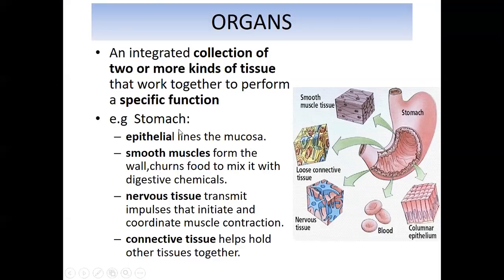This is the stomach, and we have different tissues here. We have the epithelial tissue that lines the mucosa. We have the smooth muscle that forms the wall and churns food to mix with the digestive chemicals. And then we have the nervous tissue that transmits impulses to initiate and coordinate the muscle contraction. And then we have the connective tissue that helps hold the other tissues together. So it's a combination of two or more kinds of tissue that work together to form a specific function, here the function of the stomach. That is the organ.